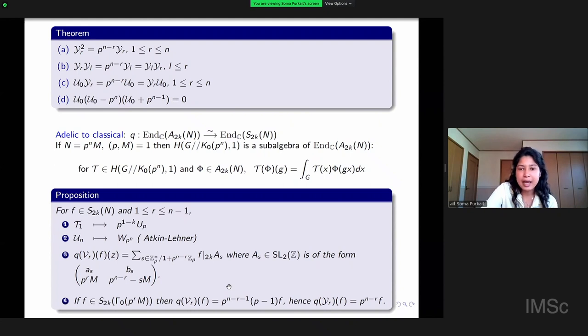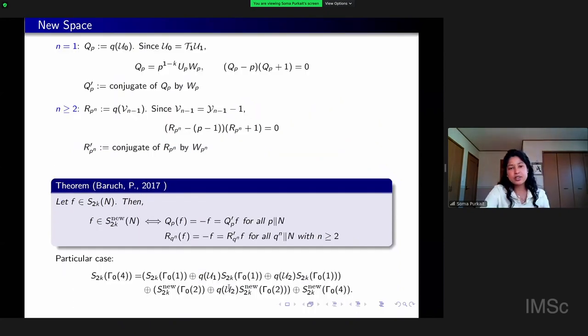We study these operators and their eigenspaces, and that leads us to give this criterion, a characterization of a new space. So let me just state the theorem. I need some operators. When n equals 1, in that case we have the Iwahori Hecke algebra. Let Q_p be the operator coming from this U_0 corresponding to this W_1. Because U_0 is T_1, U_1, we have this relation Q_p equals U_p times W_p. And Q_p', we take just a conjugate operator of Q_p by W_p.